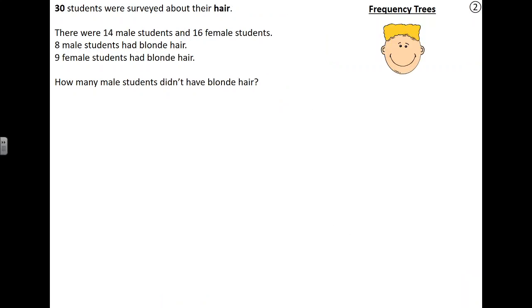So 30 students were surveyed about their hair. There were 14 male students and 16 female students. 8 male students had blonde hair. 9 female students had blonde hair. How many male students didn't have blonde hair?